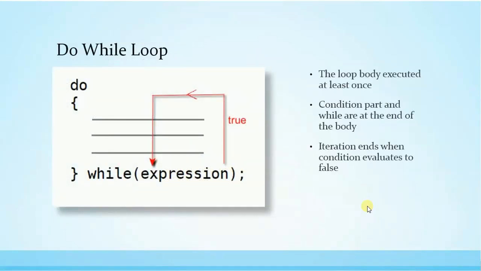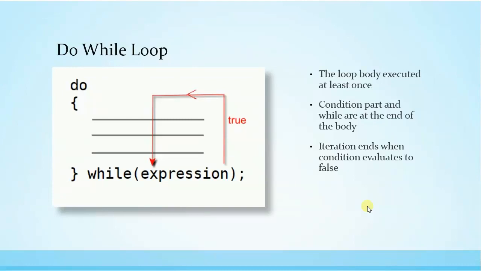So there is another form of while loop which is called do while loop. First we place a keyword called do, then we open our curly braces, we place a set of statements, and after that we end the curly brace. So the statements within the opening and closing curly braces are the body of the loop here.